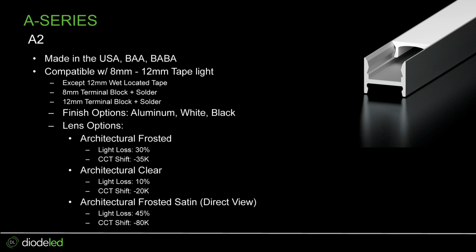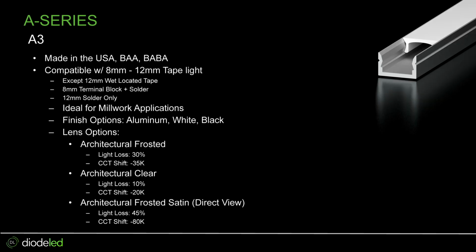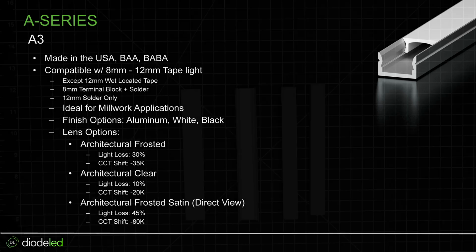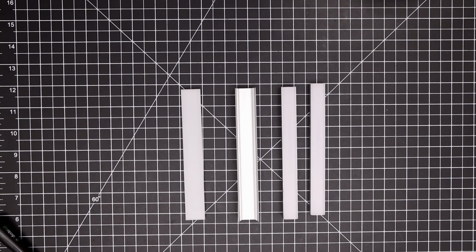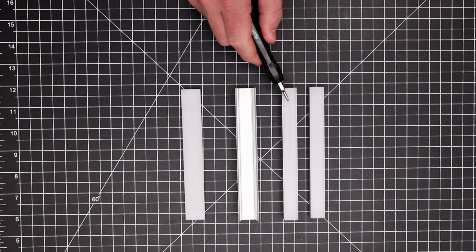I want to just mention the satin. It has a higher light loss, but it is fantastic for direct view. So if you are using the A2 in direct view, it has very, very low glare. And then the A3, exact same form factor. Pretty much everything is the same as the A2. The only thing is we just took that raceway off the bottom. So this is the A series. We have the A3 here, the A2, and then the A1.